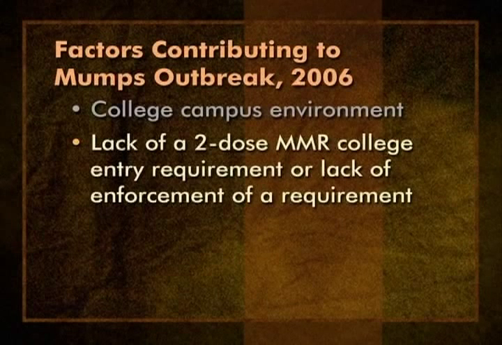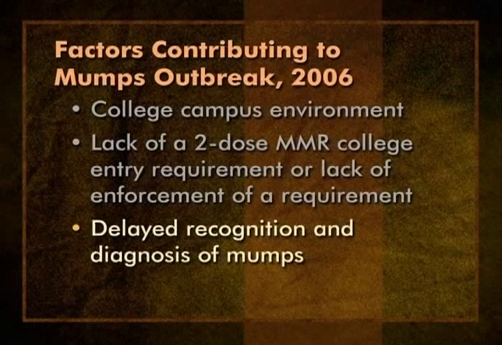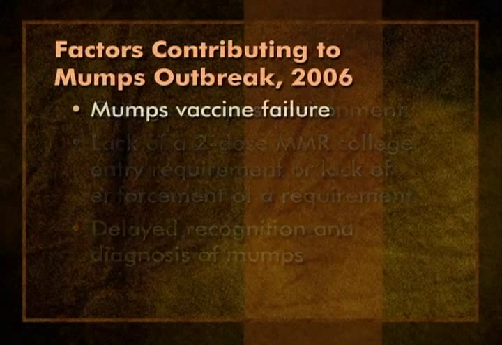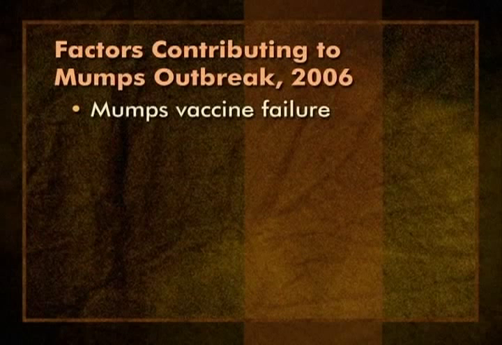Second, lack of a 2-dose MMR college entry requirement or lack of enforcement of a requirement probably contributed. Only 3 of the 7 most affected states had a college admission requirement of 2 doses of MMR vaccine, and these requirements may not have been rigorously enforced. Delayed recognition and diagnosis of mumps might have contributed to the spread in this outbreak. Younger physicians in the United States likely have not seen mumps, and physicians might not consider the diagnosis, especially in vaccinated persons.